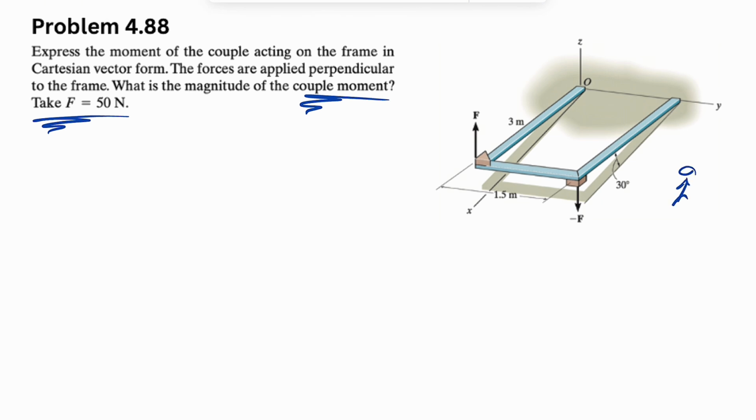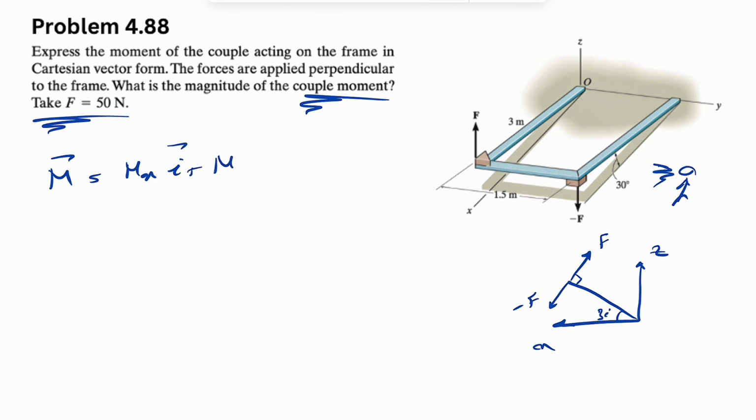So if we look at this frame from here, if we want to show it in 2D, basically we're going to see a frame. So this is our Z axis, this is our X. So we have the force F, which is perpendicular to the frame. So the force F is going to be something like this, perpendicular to the frame, and we're going to have negative F as well in here, and we know this angle is 30 degrees. So our moment in Cartesian form is going to be Mx, My, Mz. That's going to be the k component.